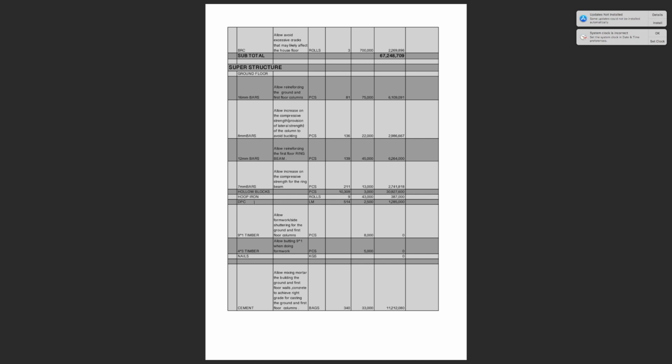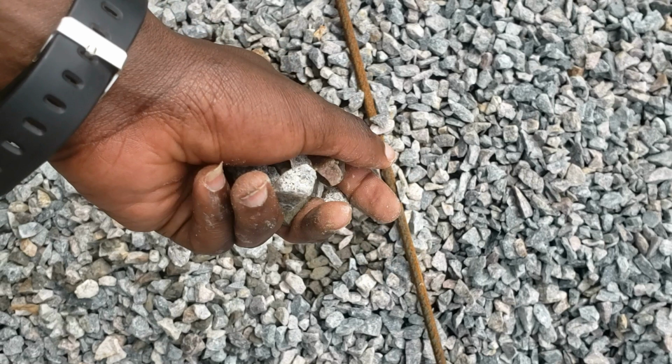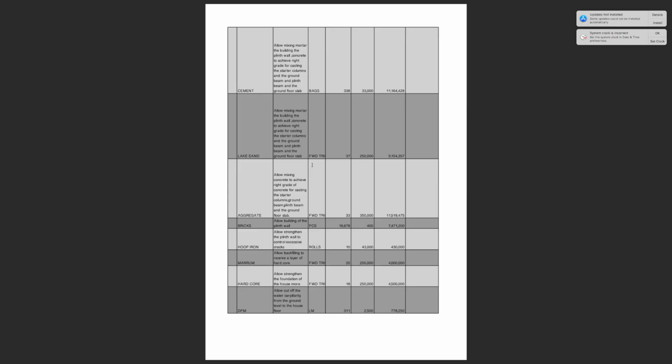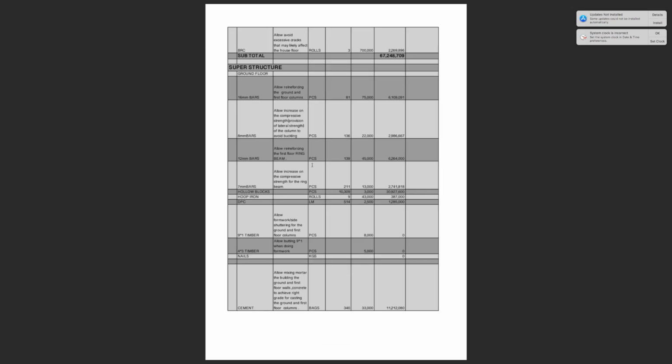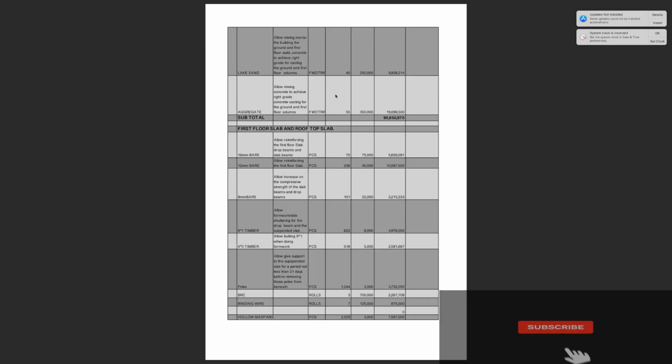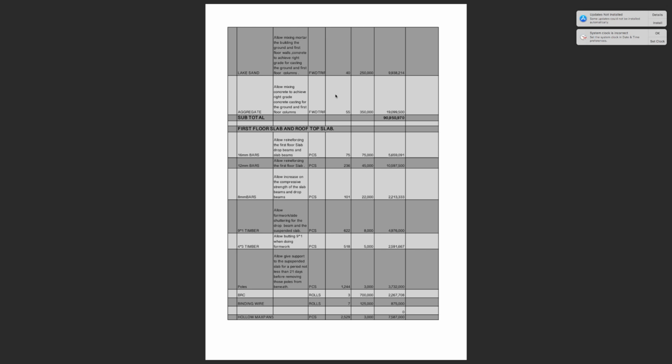We also bought aggregate. Aggregate was for mixing concrete that we used to cast the ground floor and first floor columns, and we bought 55 forward trips. Each forward trip costed us 350,000 shillings. This is machine crushed aggregate, and that cost 19,099,500 shillings. The subtotal for the superstructure minus the first floor suspended slab and the roofing phase costed us 90,950,900 shillings.